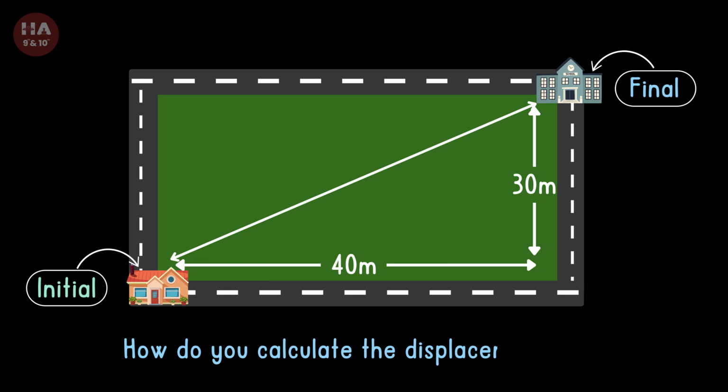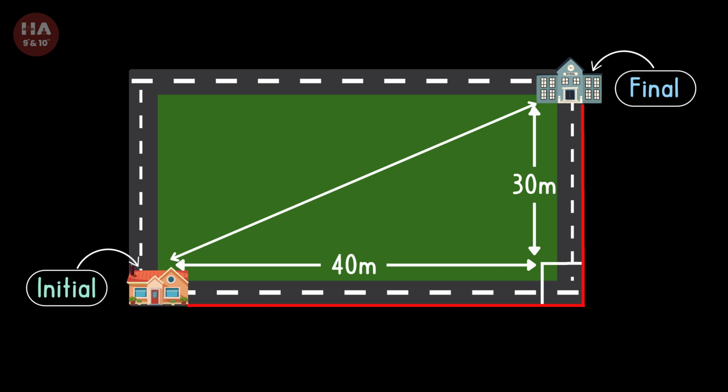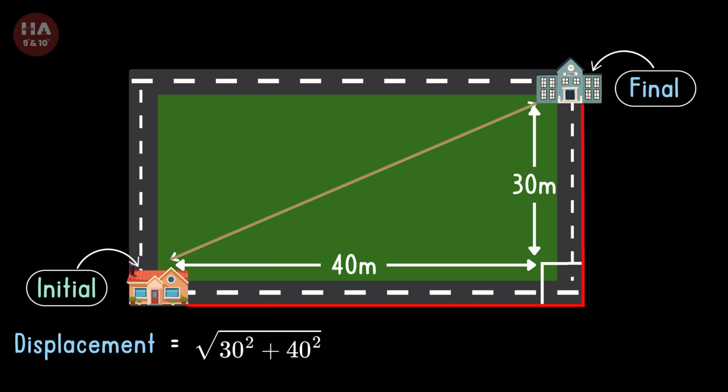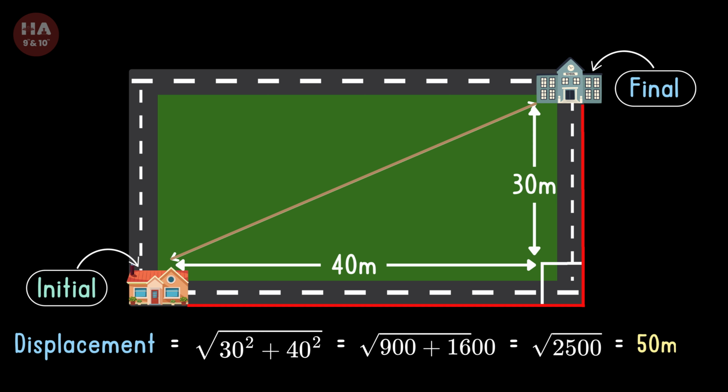So how do you calculate the displacement? Can you see the right angle triangle here? That's right. So we can apply Pythagoras' theorem because the displacement is the hypotenuse of this right angle triangle here. So the displacement is going to be square root of 30 squared plus 40 squared. If we further solve it, we will get 50 meters. And as you can see, it's less than the distance, as displacement is the shortest distance and not the total distance.